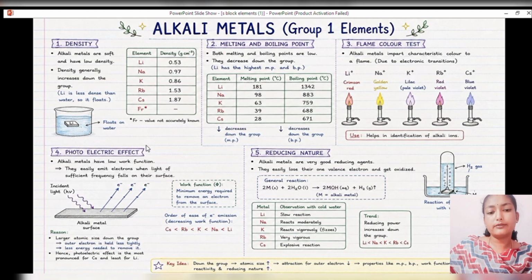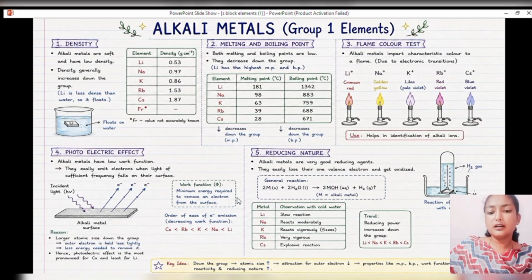Next, the photoelectric effect: we radiate some light, and the elements absorb that energy and start losing electrons. They easily emit electrons when light of sufficient frequency falls on their surface. Atomic size is larger down the group, because the number of shells is increasing. The outer electron is held loosely, so it is easily lost. So potassium and cesium are used in the photoelectric effect, and the least used is lithium. Lithium is used in electrochemical cells.